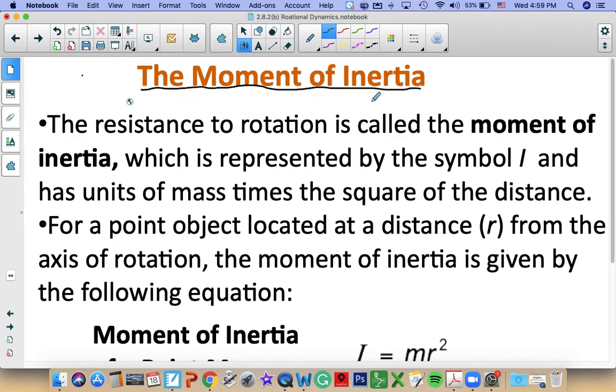Okay, so let's focus on this word right now. Inertia is a kind of a property of the object. It's its tendency to stay at rest or tendency to stay in motion. So this inertia is a property of an object.